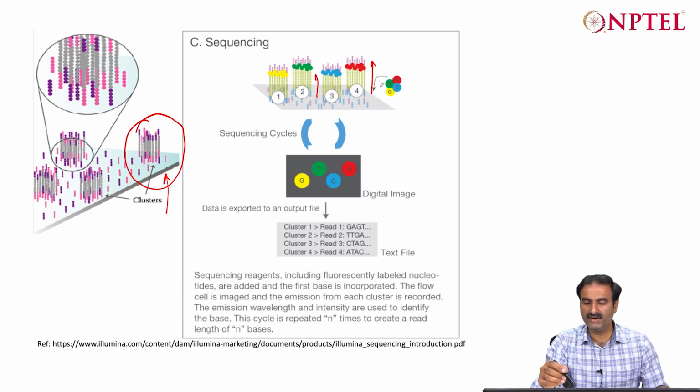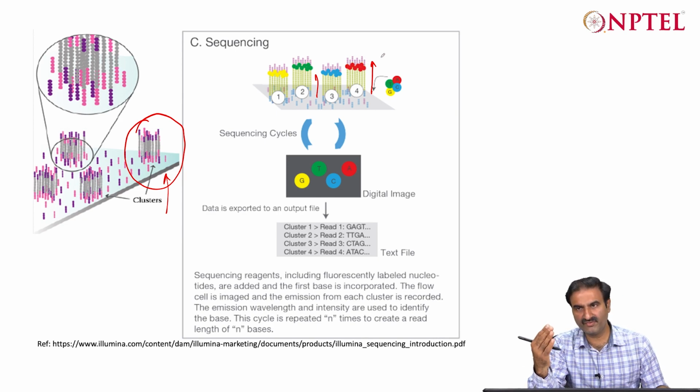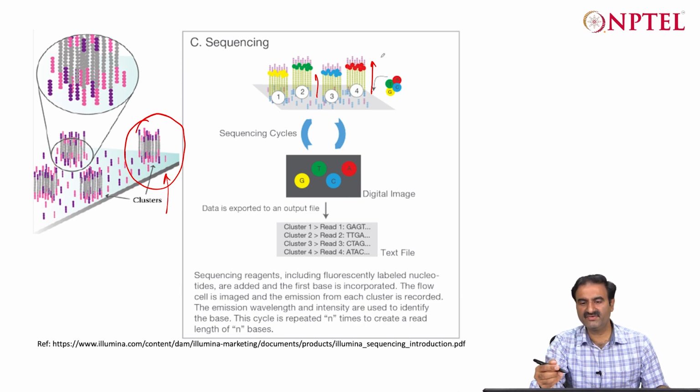So now each piece will have the same orientation, or arrangement of nucleotides, and when I start reading from one side I'll get a signal, for example A is giving signal here.